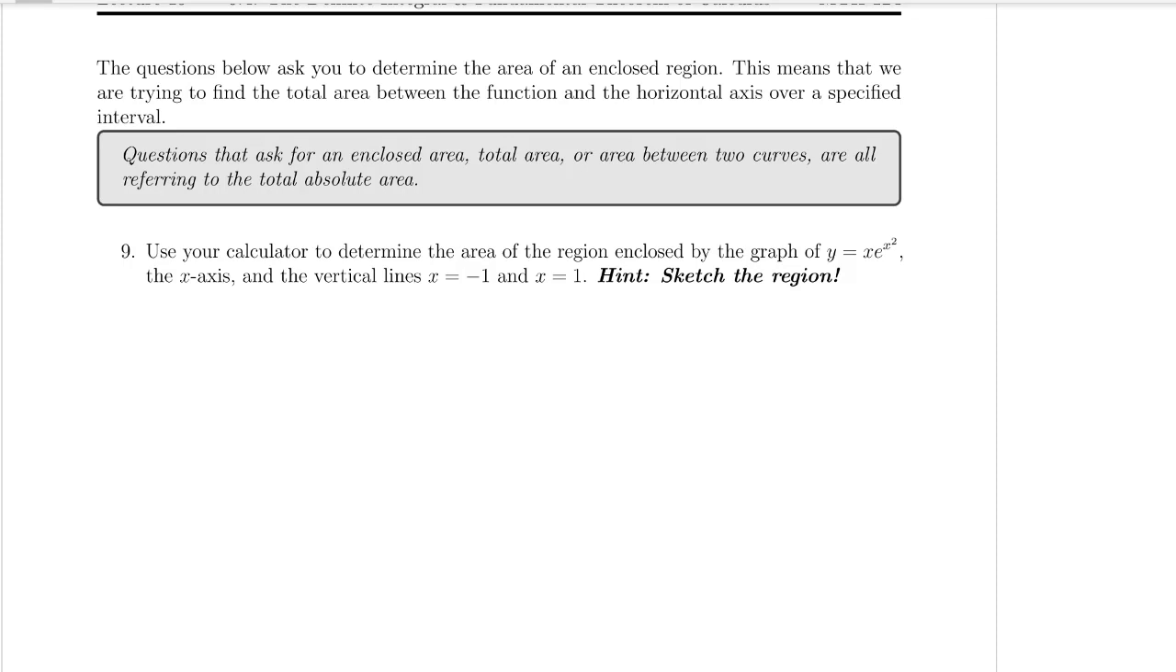So there are just a couple more problems here, and these are a segue into the next section. So they're talking about finding the area of regions that are enclosed, and so you'll see this on your WeBWorK as well. So in this case, we want to find the area of the region enclosed by the graph of this given function y, the x-axis, and the vertical lines x equals -1 and 1. So it's very helpful to sketch the region to see precisely what we're looking for.